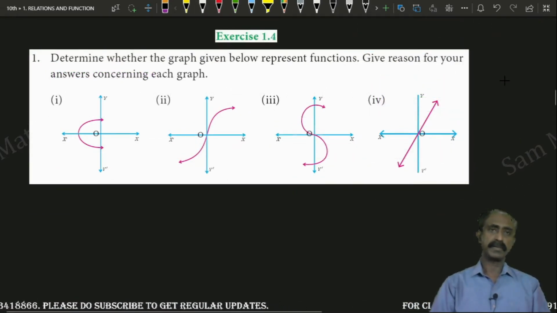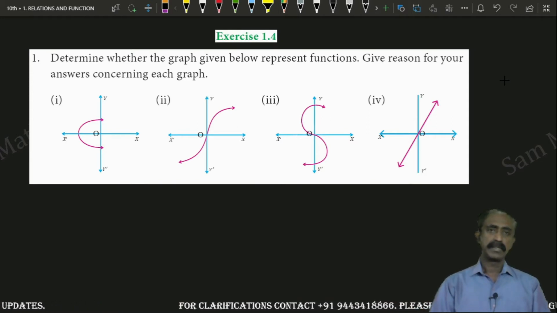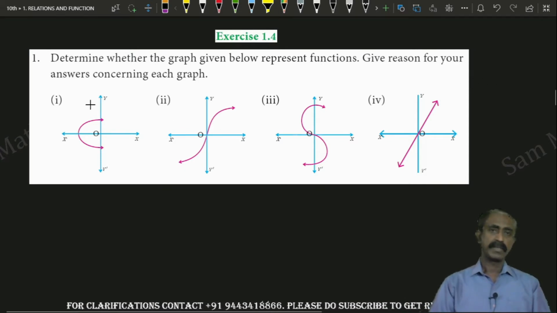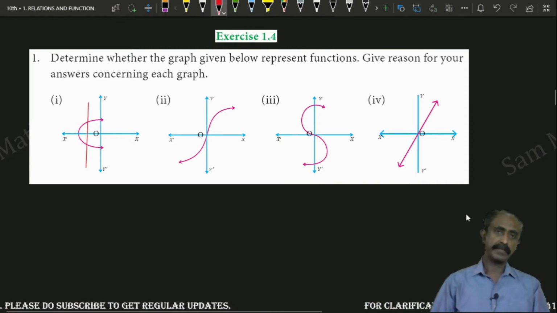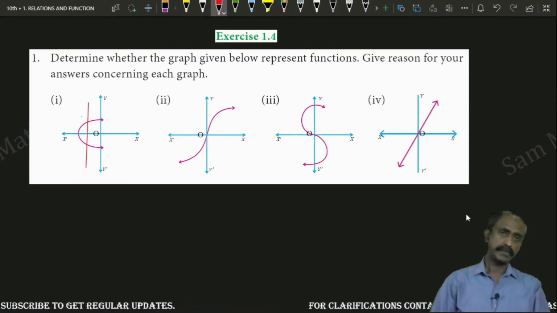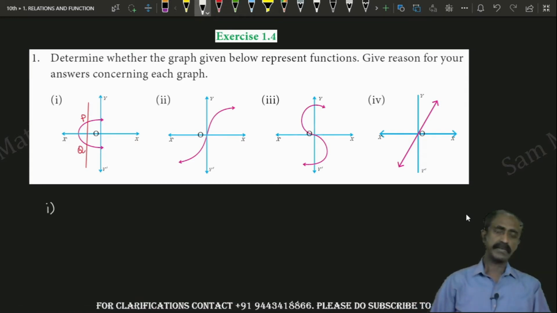Exercise 1.4. Determine whether the graphs given below represent functions. Give reason for your answers concerning each graph. First one. Suppose I am drawing a vertical line. Here, this line intersects the graph in 2 points. One is P and another one is Q. First one, it's very clear that the vertical line intersects at 2 points.